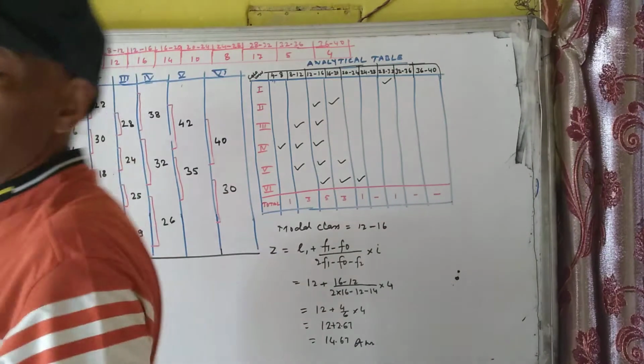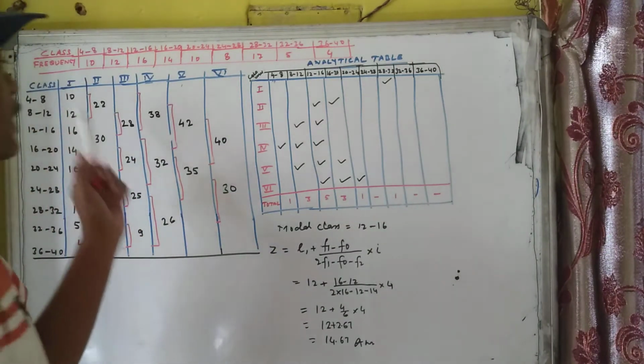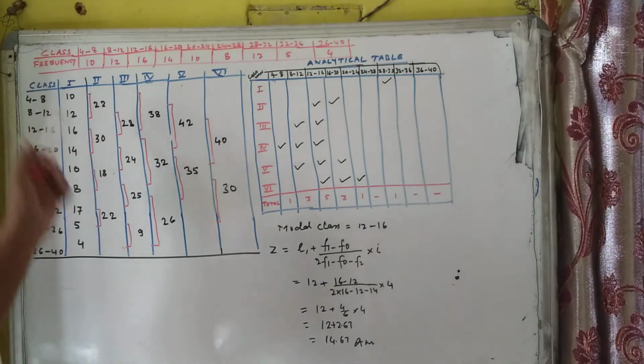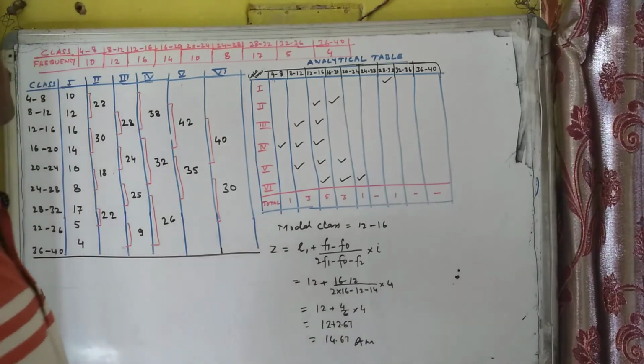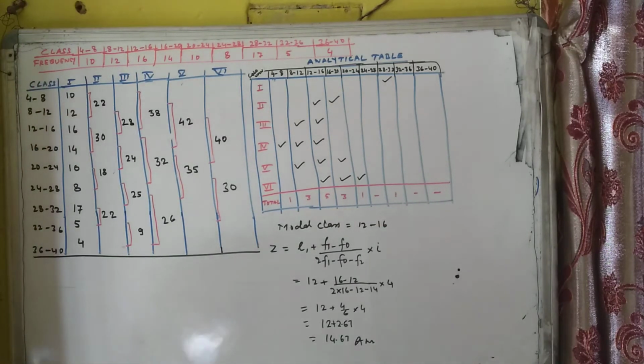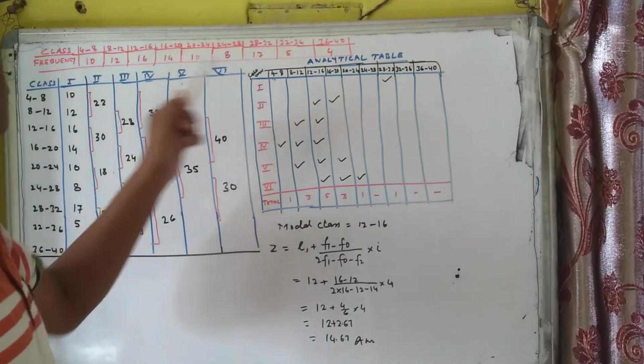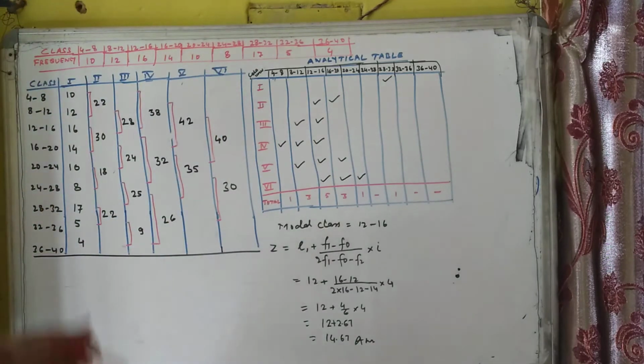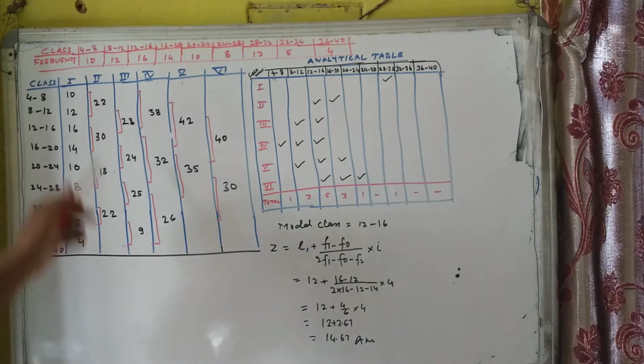Hello students, let us do the sum of mode by the grouping method. This is a question of mode which we can find out by the method of grouping. The class intervals and frequencies are given, and we have to make the table like this.